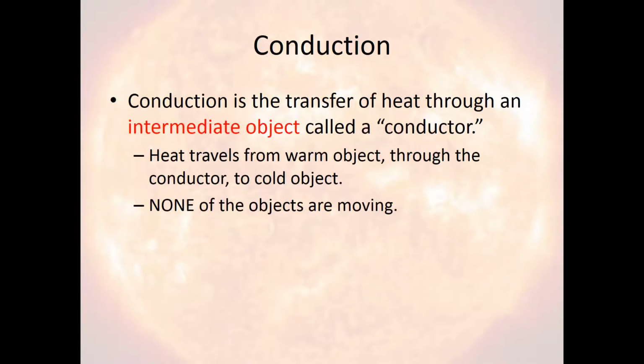In this case, none of the objects have to move in order for heat to transfer. The fire is not moving, your hand's not moving, the wire hanger is not moving. Nothing is moving. With all of this said, some objects do a really good job of transferring heat through them. So, for example, that wire hanger does a really good job allowing heat to pass through it to your hand.